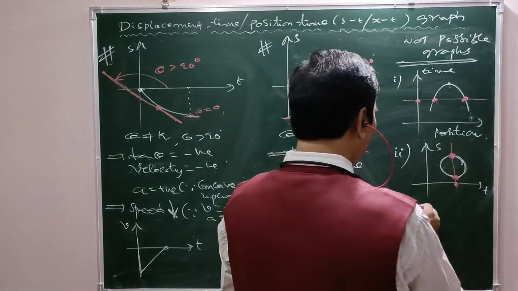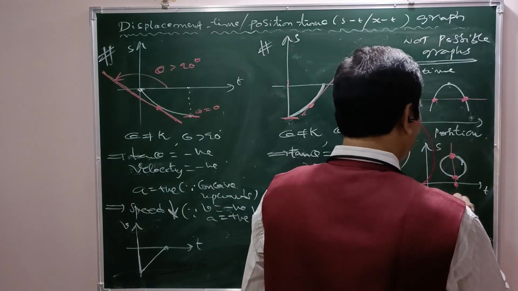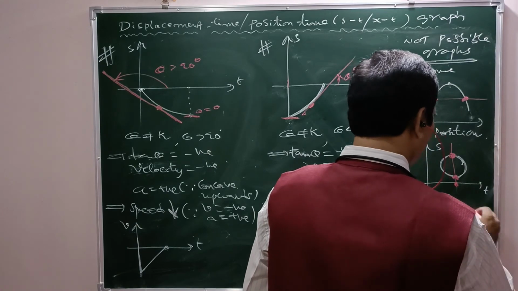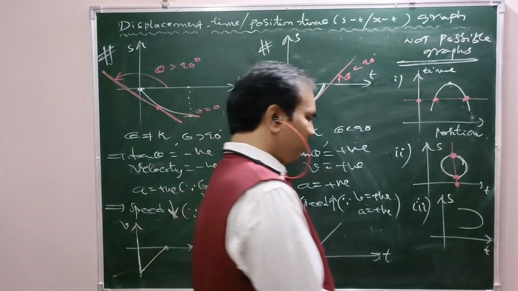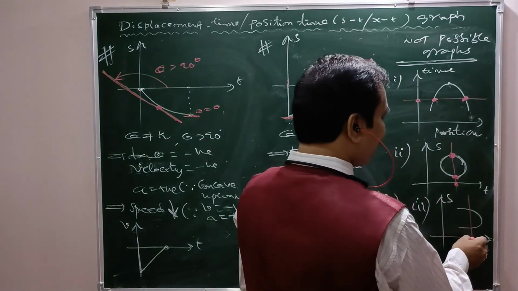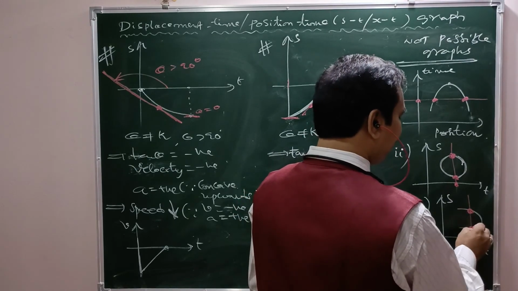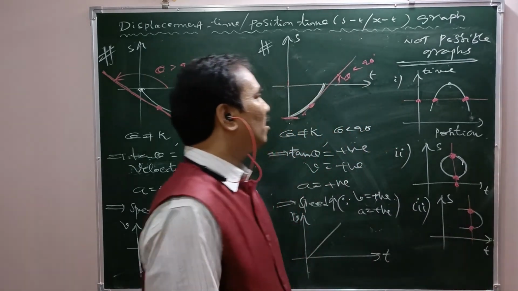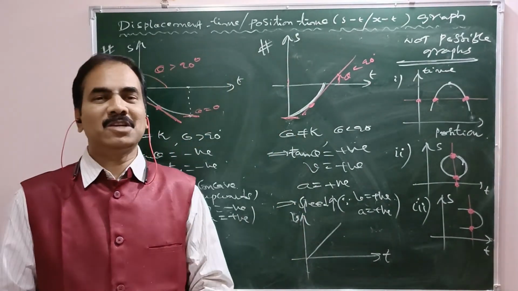One more graph like that. This is s, this is t, and the graph is like that. If I cut the graph, here also at this instant the particle appears to remain at two places, which is also not possible. So that's about displacement versus time or position versus time, friends.